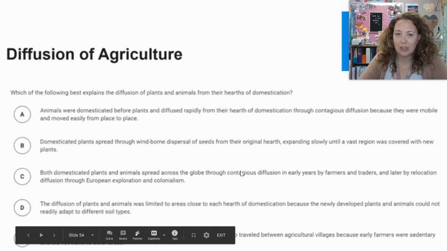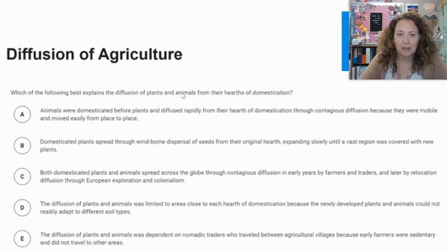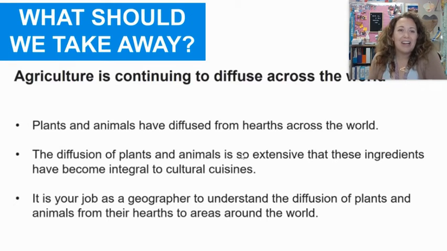Okay, you'll want to pause on this one to do this. Which of the following best explains diffusion of animals and plants? Pause, and then there's your answer. Oops. There's your answer. All right, what's our takeaway, guys?